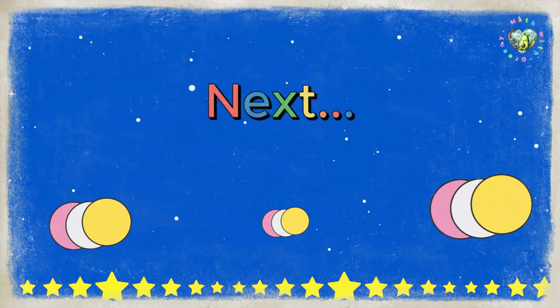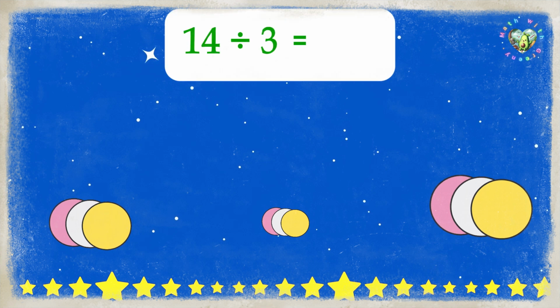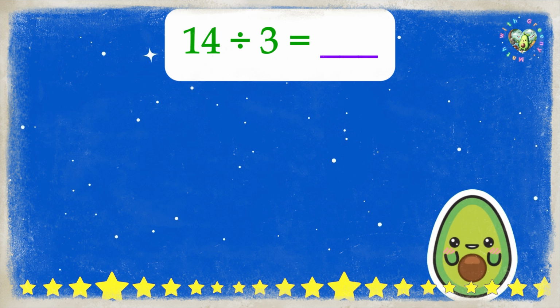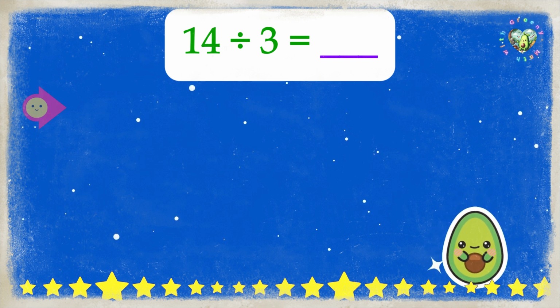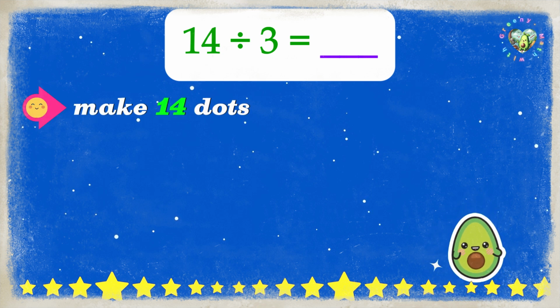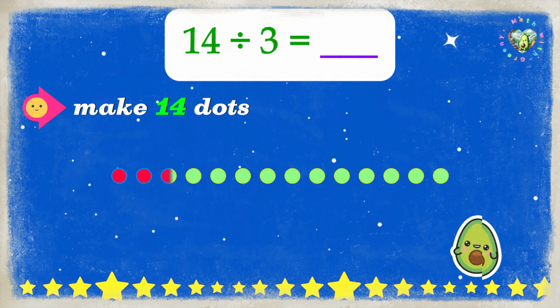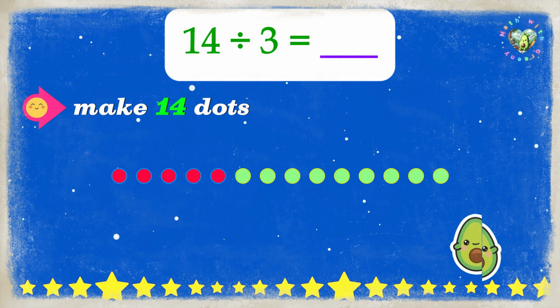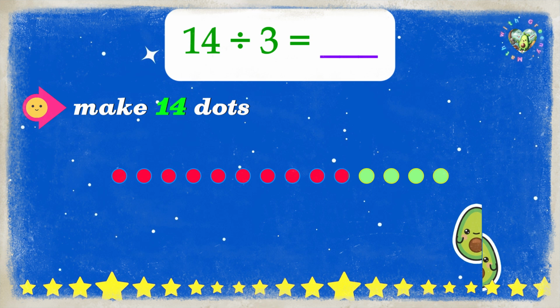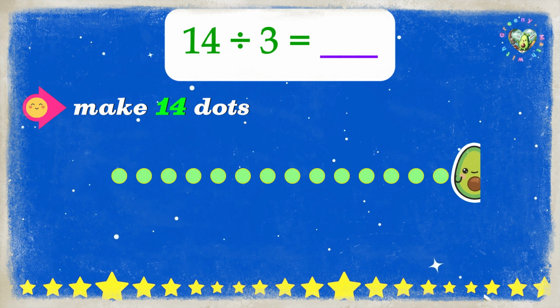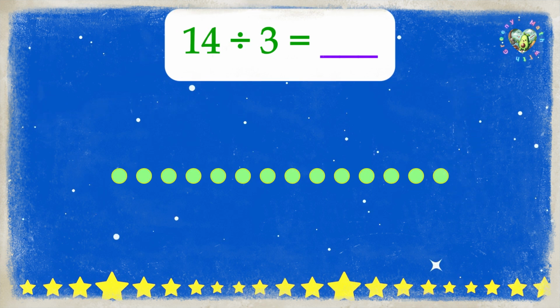Alright, let's try another one together. This time, let's do 14 divided by 3. Ready? Yep, let's go. Step 1. Make 14 dots. Okay. 1, 2, 3, 4, 5, 6, 7, 8, 9, 10, 11, 12, 13, 14. Done! Great start! What's next?